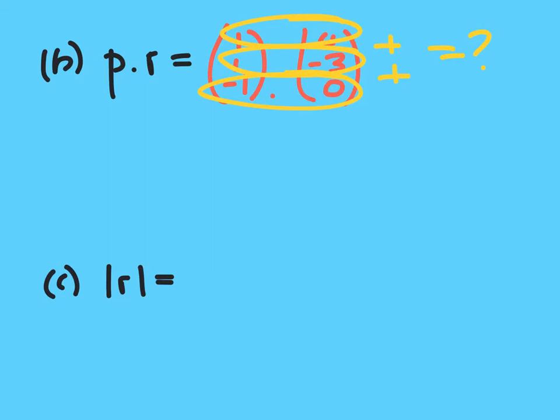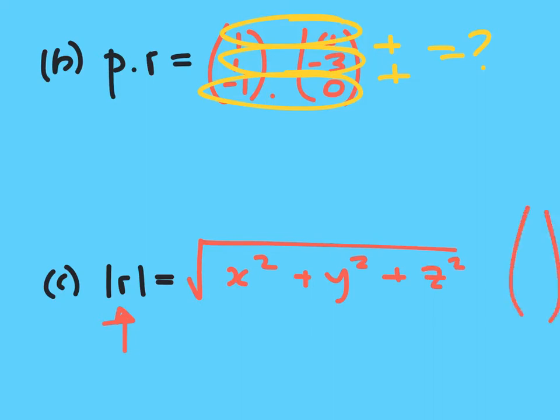When it comes to part C, then these little vertical lines mean the magnitude. So it's just like doing a big Pythagoras question. So the x number squared plus the y number squared plus the z number squared. And you know what they are because the first one is the x number, the middle one's the y number, and the last one's the z number.